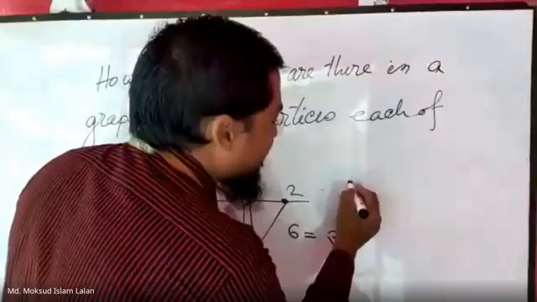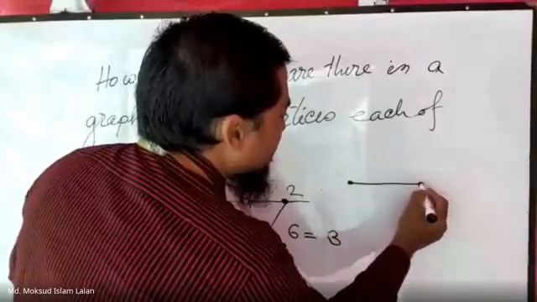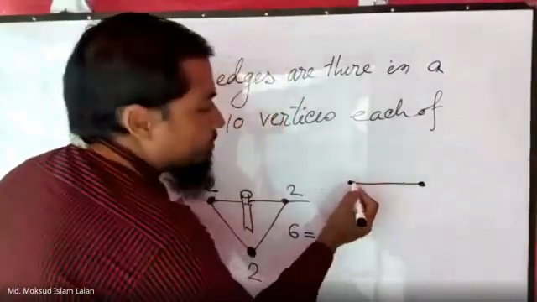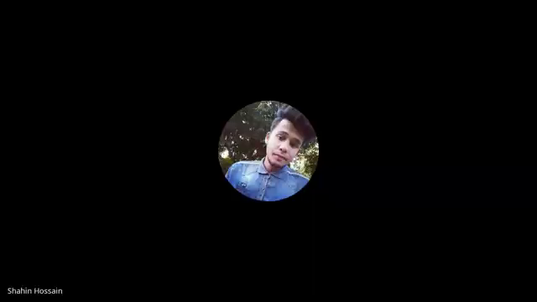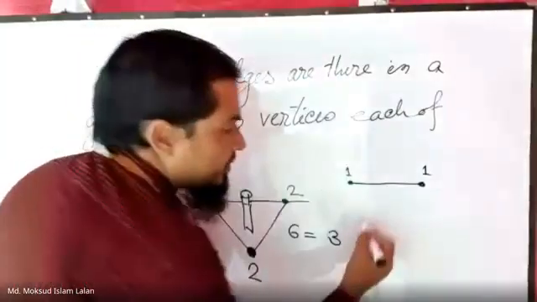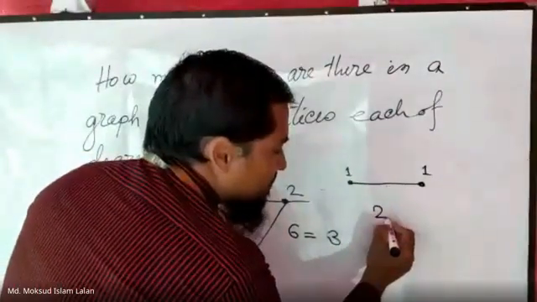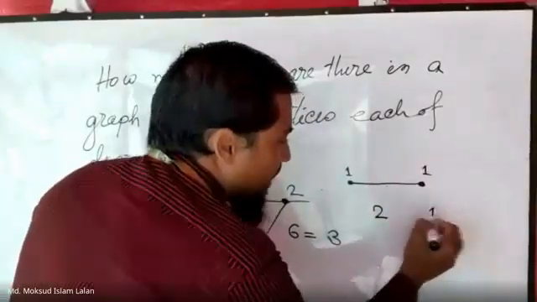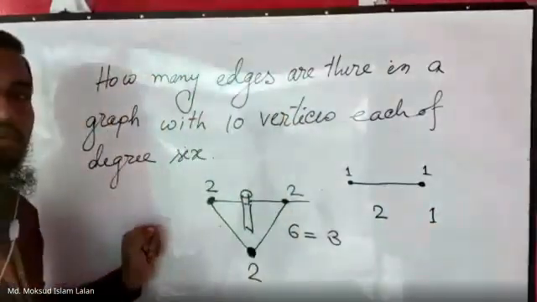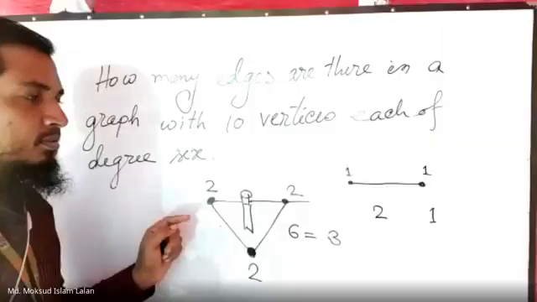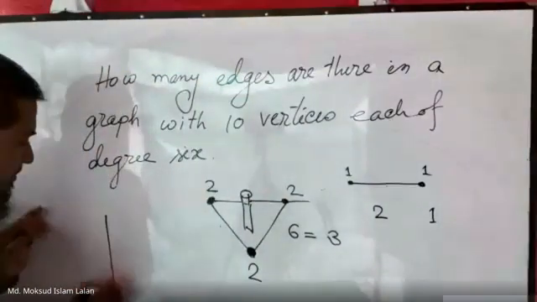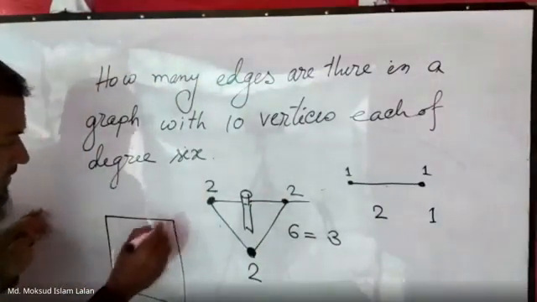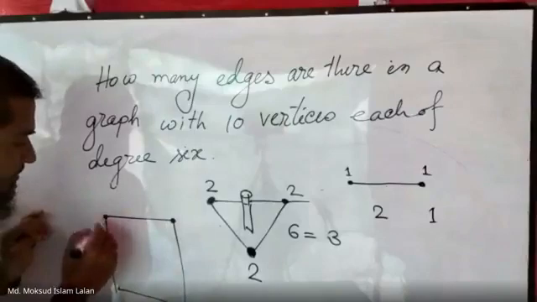If we consider another simple example, what is the degree here? 1, right? One person, right? This is degree 1, right? How many edges, dear student? Edges 1. Do you understand? Yes, sir. Can you extend the idea like this? Can you extend it?